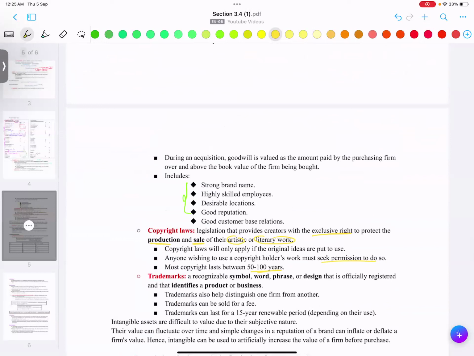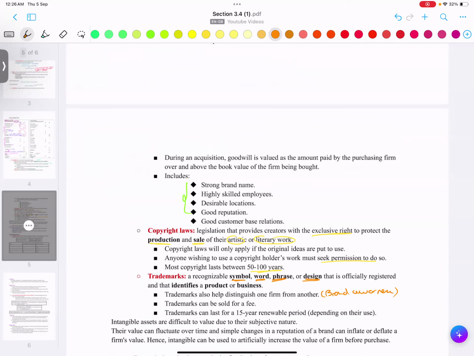Now we have trademarks. Trademarks are a recognizable symbol, like Nike's check, or a phrase, like Nike's "Just Do It," or a design, like Louis Vuitton's design, that is officially registered and identifies a product or business. Trademarks can also distinguish one from another, so here you have brand awareness. Trademarks can be sold for a fee. Trademarks can last for 15 years, but they are renewable depending on their use.